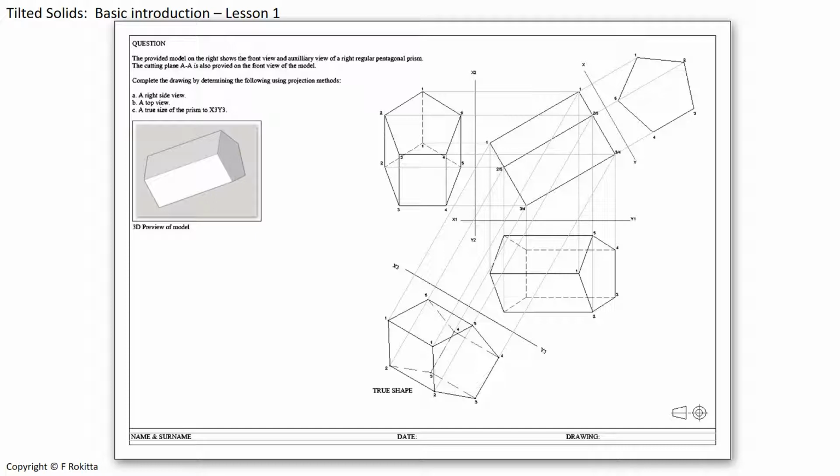Here we have an overview of the answer that we are going to attempt to explain. Here we have the front view provided to us on our print. We also have the auxiliary view as discussed earlier on. We will have our right side view over here. We will have our top view here, and finally the true shape here at the bottom. Our x3, y3 is the angle at which we will see our true shape.